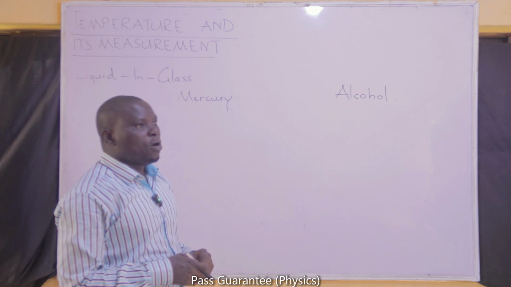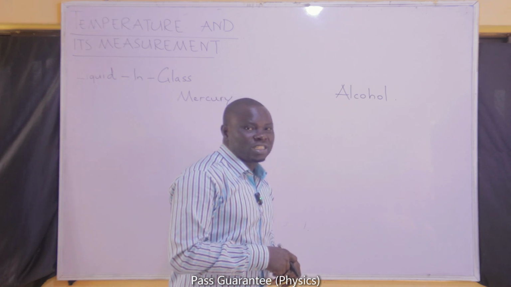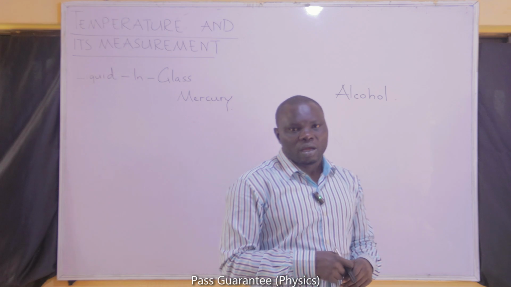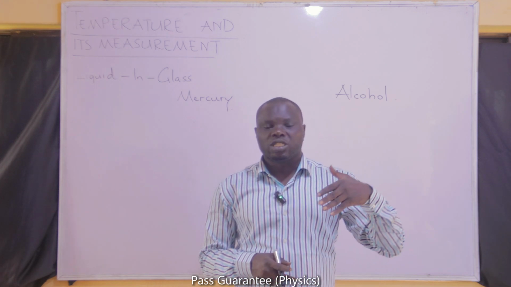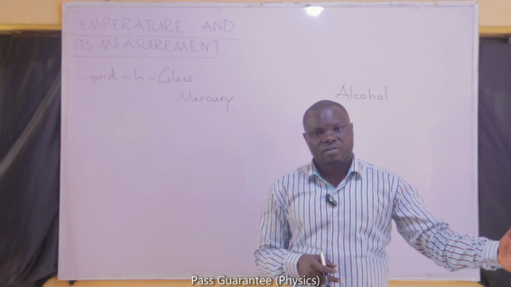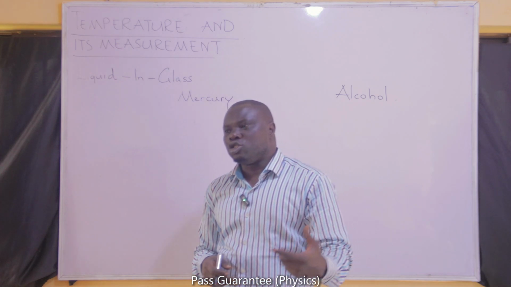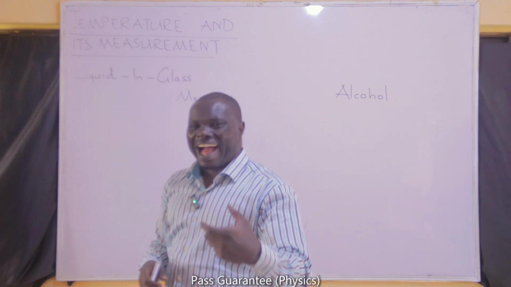Mercury boils at 357 degrees Celsius. That means it remains liquid up to 357. So mercury can therefore be used to measure very high temperature.